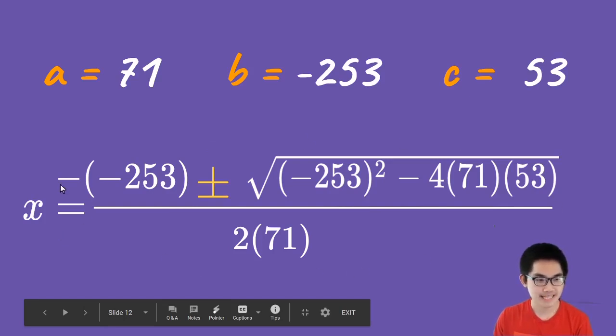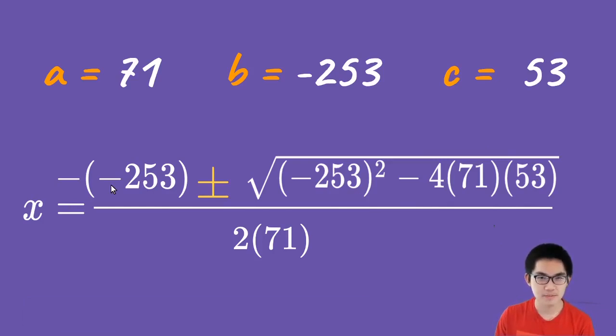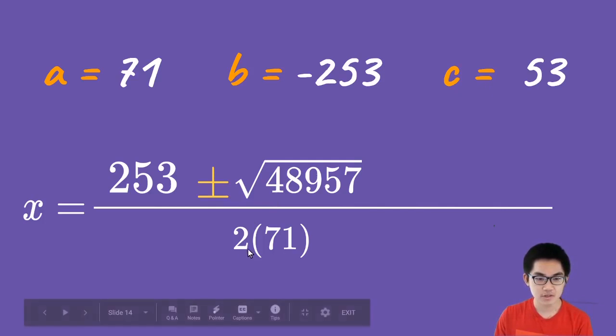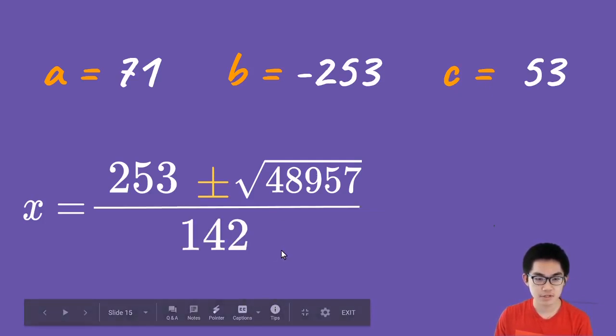So remember that the negative of a negative sign turns the number into a positive number, right? So this becomes positive 253. And you should also simplify whatever is in the square root bracket, and it should give you the square root of 48,957. And down here, 2 times 71 is just 142.